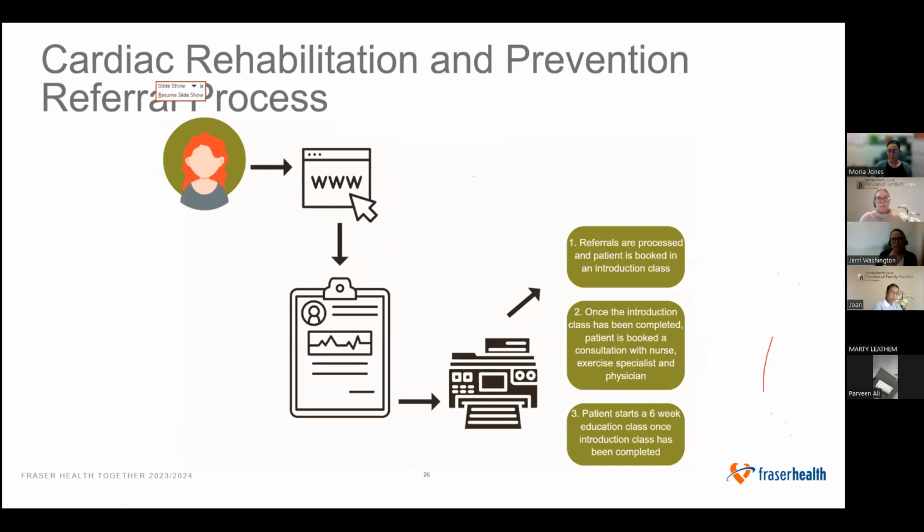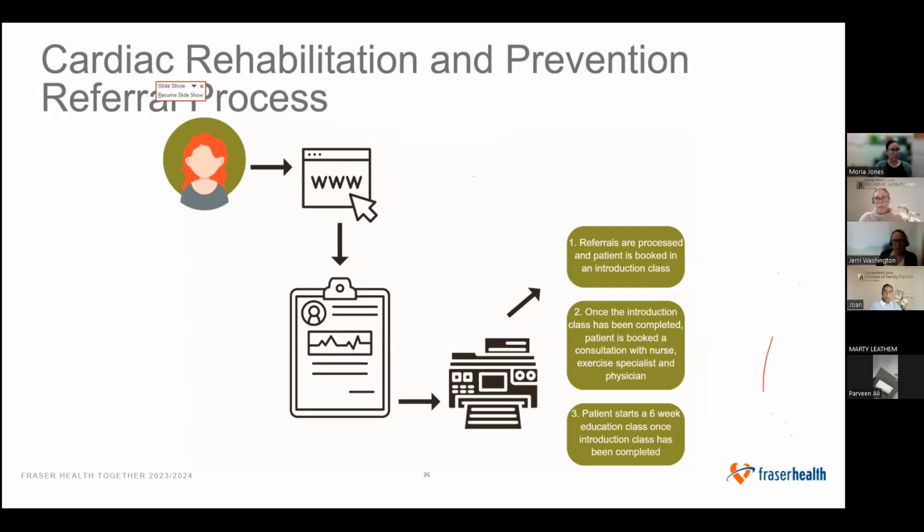Okay, and so for the referral process, again, we receive the referrals via fax. As I said, majority of them are from the hospital. They are booked into that introductory class. Once they complete that class, they're then booked in with the doctor, the nurse, the exercise specialist, the stress test, and then they can start the education and the exercise component.